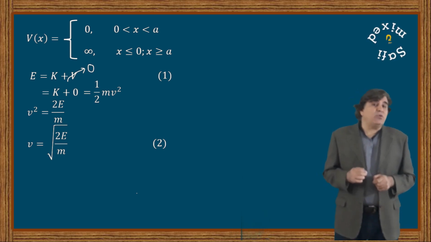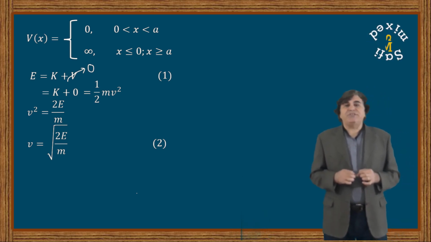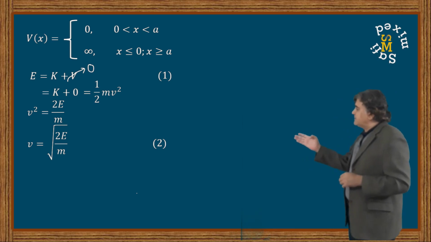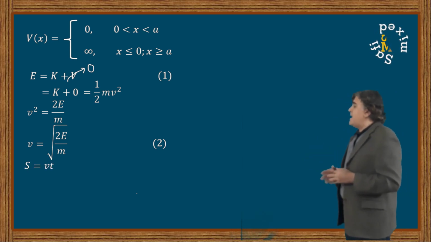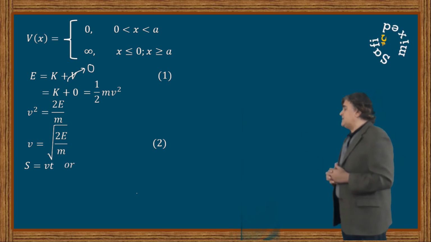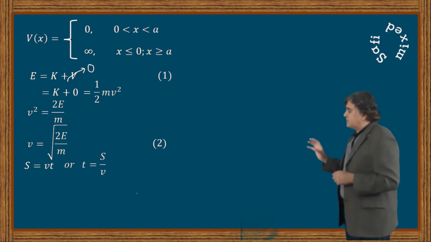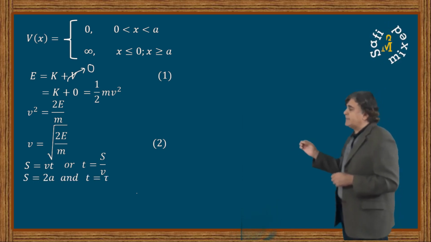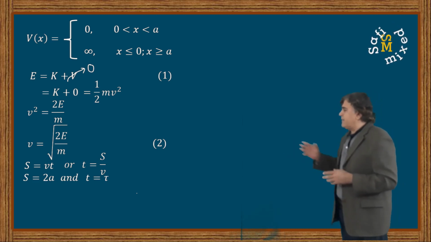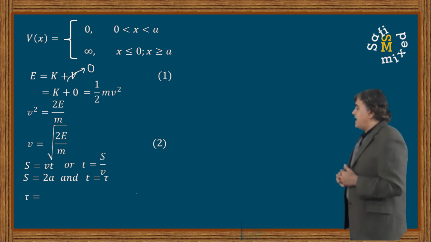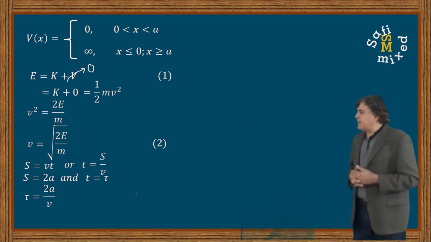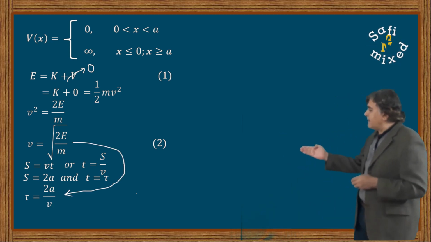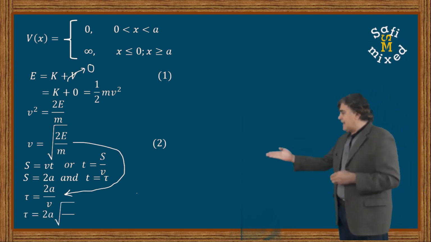Since the acceleration is zero, we can find the period of oscillation by using the equation of motion. That is, the distance covered by the particle is given by the product of velocity and time, and for time I can write this as t equals s divided by v. Since for a round trip s equals 2a and the time taken is the time period, therefore writing t equals T, I can write the equation for time period as T equals 2a divided by v, and substituting the value of velocity from equation 2, I can further write the time period in the form of energy like this equation.